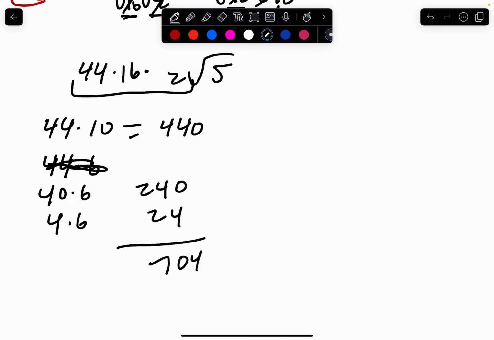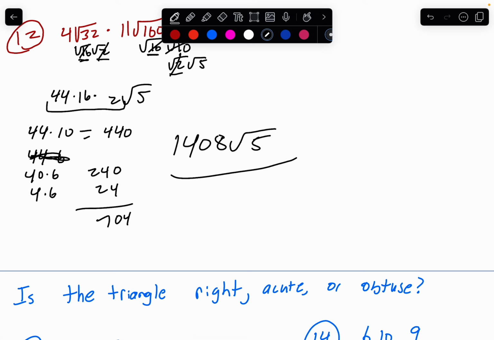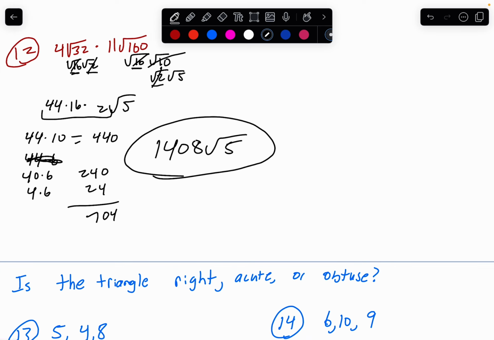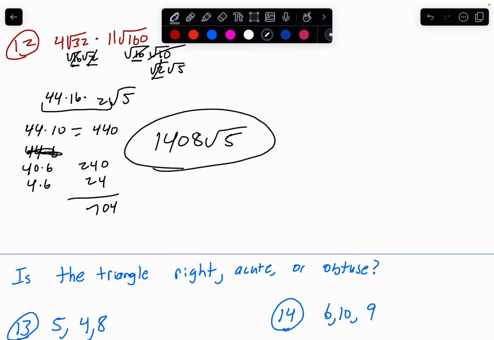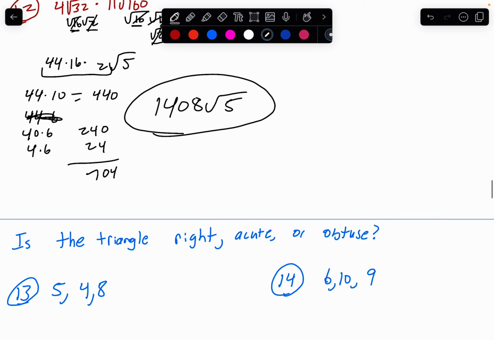704 is where we end up. And then we've got to double that because it's times 2. So 1408 root 5. They won't be that big on the quiz, but you might have to multiply a couple numbers that aren't small, but it won't be this hard. And there's a chance I messed up. I'm doing it all in my head here. I'm not showing a lot of work. Hopefully I got that right. I think I probably did. Yeah, I'm feeling pretty good about that.